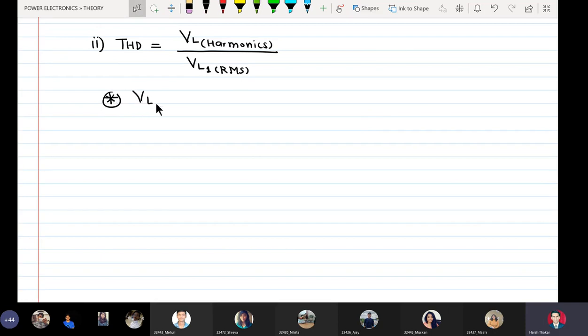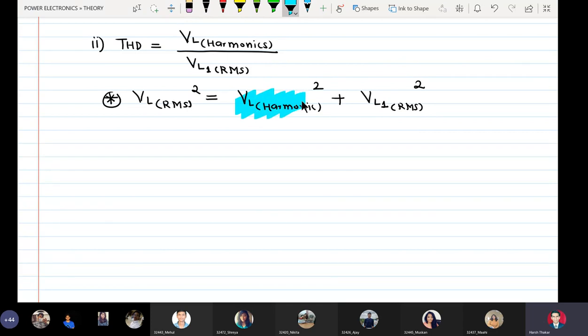Now students, understand there is a very important formula which you need to know and remember: the overall RMS value of the waveform squared is equal to the summation of two more squares, that is VL harmonic square plus VL1 RMS square. There are two components here. One is the VL harmonic square and the second component is the fundamental RMS square, and what is here is the overall RMS square.